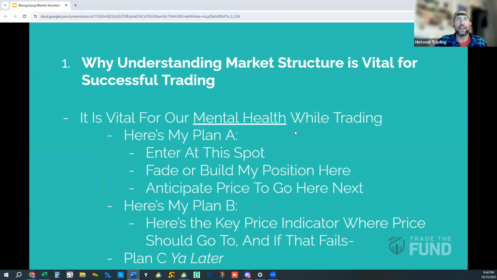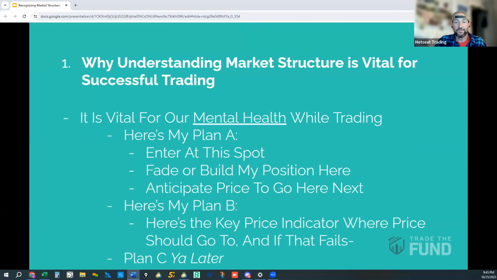Contrast that to this scenario. Here's my plan A. I'm going to enter at this spot. I'm going to wait for the market to come back to this spot. I'm going to fade or build my position here. I'm going to anticipate price to go here next. And if that doesn't work out, here on the chart is my plan B. Here on my chart is where I've identified the key price indicator, the KPI, where price should go. And then also, if that fails, then here is where I'm setting up my plan see you later.